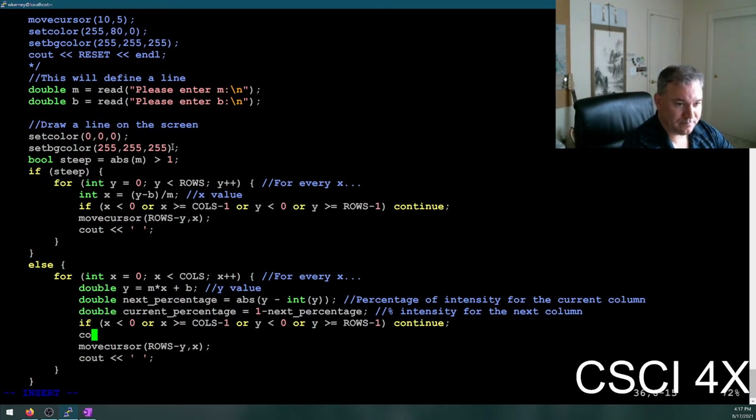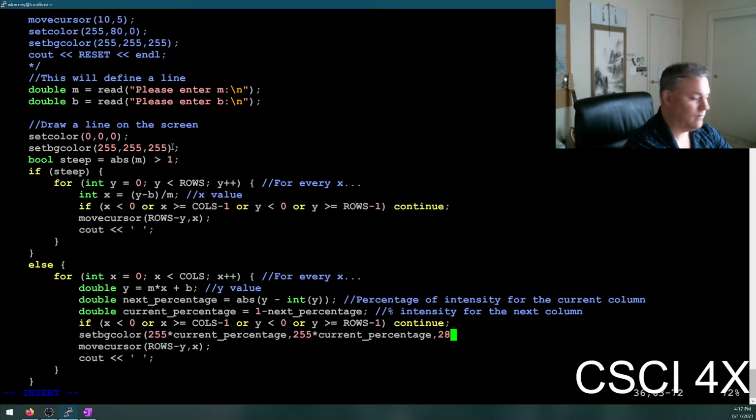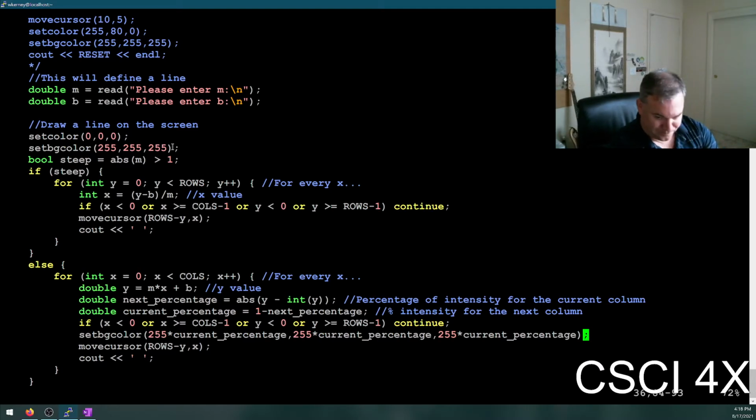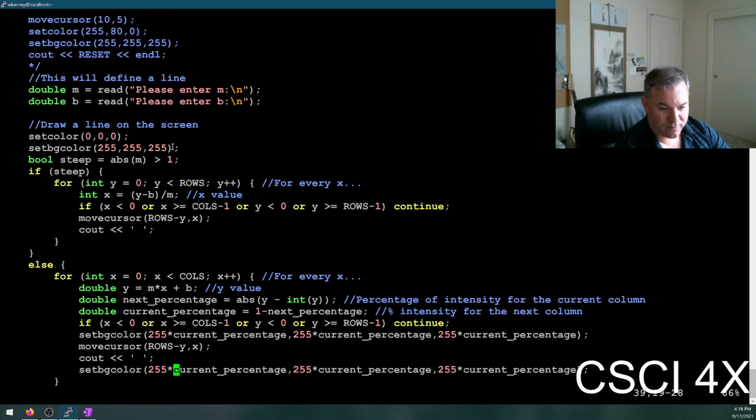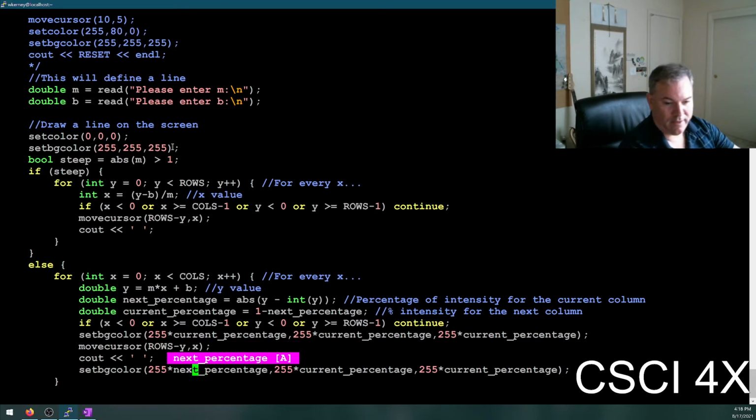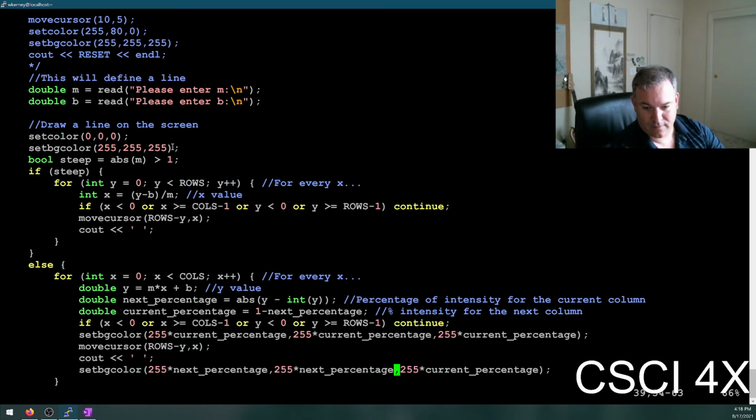Okay. So the color, set background color, it's going to be equal to 255 times current percentage, 255 times current percentage, 255 times current percentage. Move the cursor to the spot, draw it. Now we're going to move 1 to the right. So the background color is now going to be 255 times the next percentage, for all three channels. Next, escape, dot, dot.